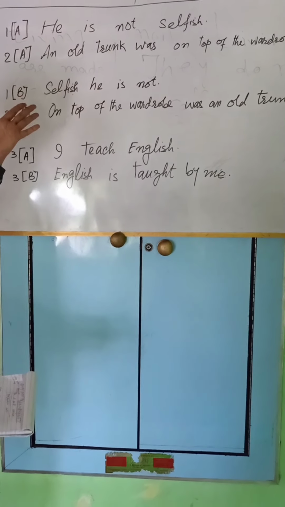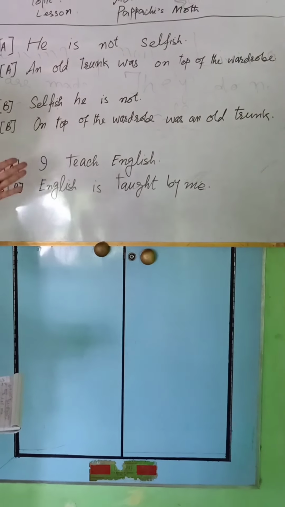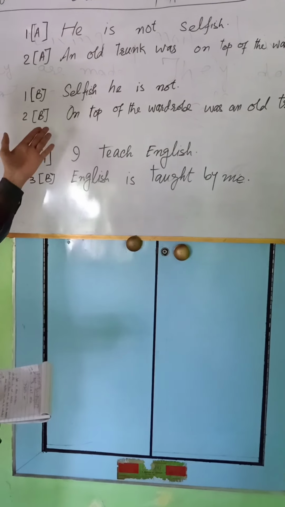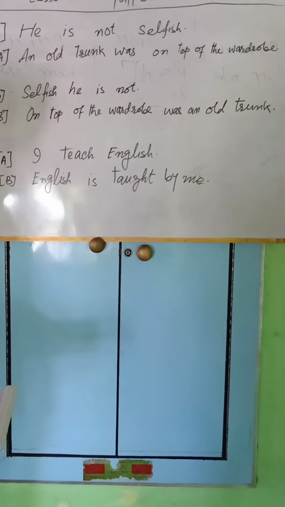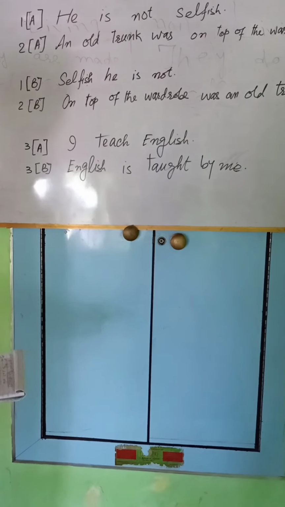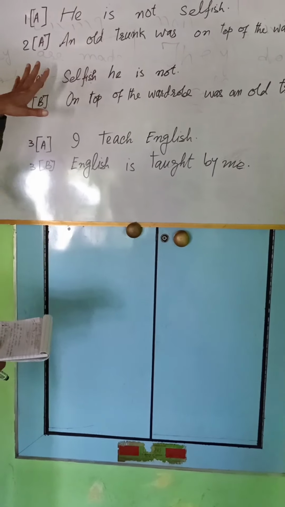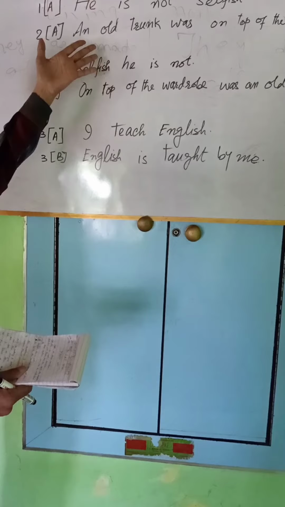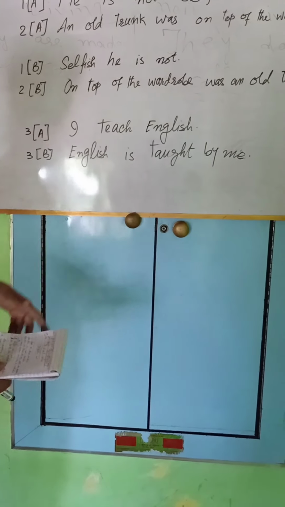But sometimes we have to change the word order and the sentences become: Selfish he is not. On top of the wardrobe was an old trunk. This is done to express thematic variations. Notice that only the word order has changed and there are no other changes effected. No other changes have taken place, only the word order changed.